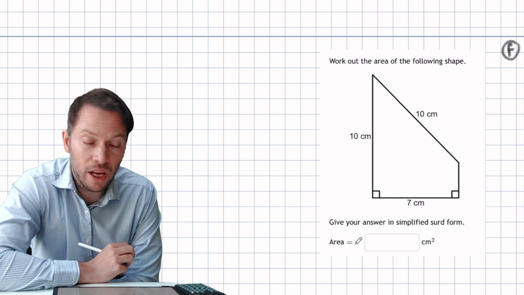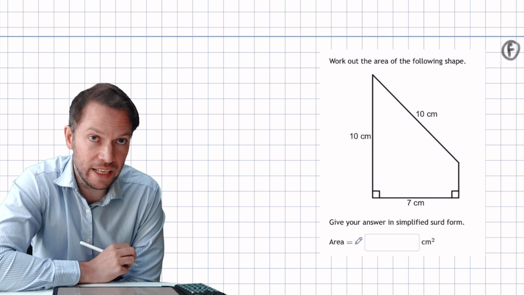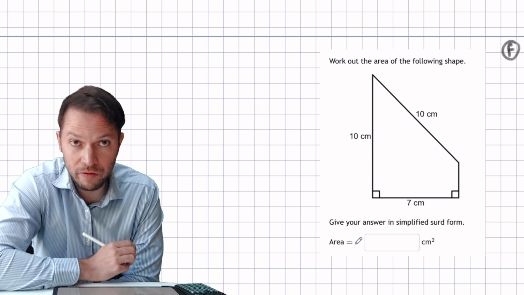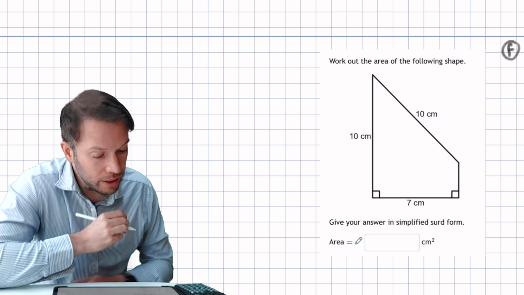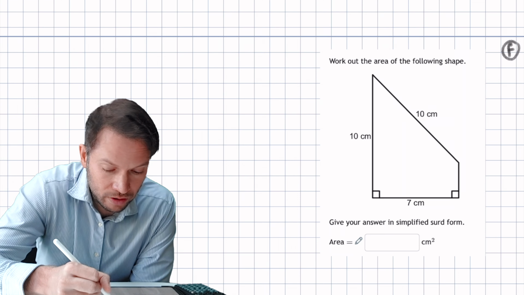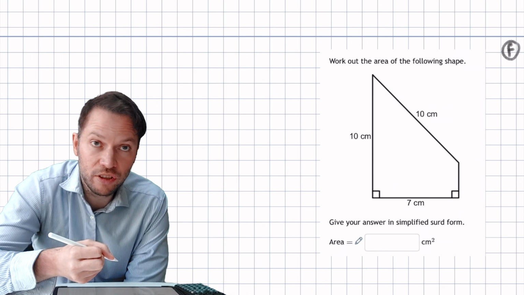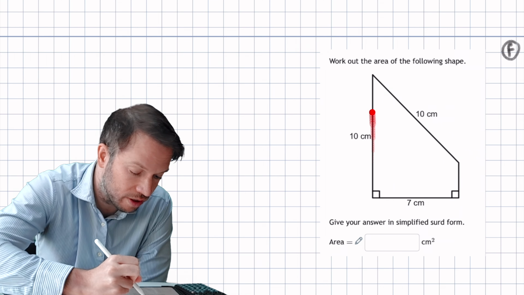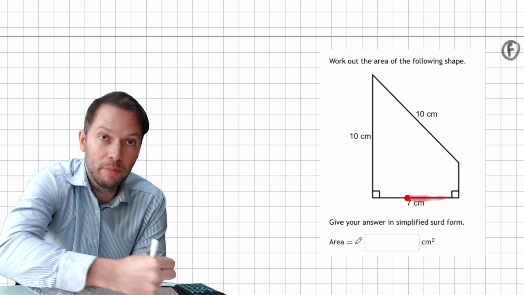Hi, in this video, we're going to find the area of a trapezium, giving our answer in exact surd form. Remember, surd form means you leave the square root in the answer. Now, we want to find this area. We could think about using the area formula for a trapezium. Remember, we would average the parallel sides and times by the perpendicular height between them.